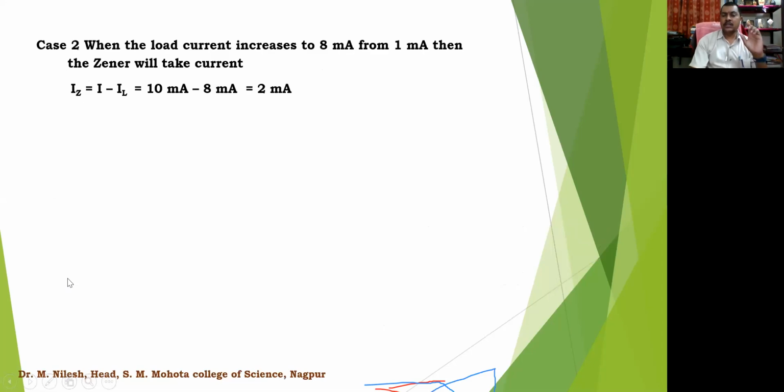Let us try for the second case. Let us say that now the load current increases to 8 milliampere. If the load current increases to 8 milliampere, the total current is 10 milliampere, that is constant. So what happens? IZ equals I minus IL will give you the current that we are expecting to flow through the Zener diode. And now in this case, 2 milliampere current is expected to flow through the Zener diode, so that the output voltage across the load resistance remains constant.